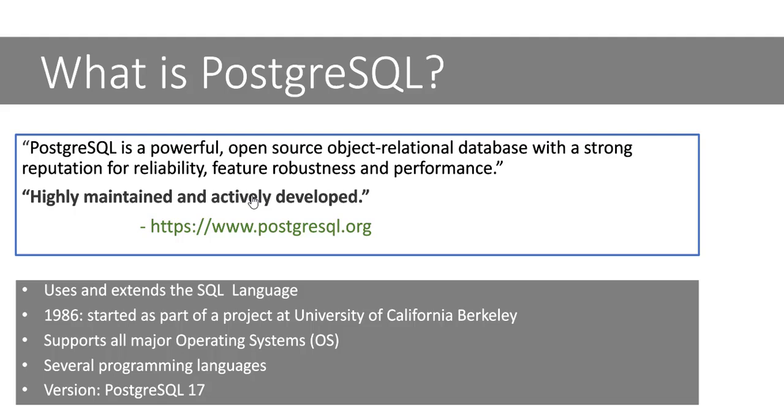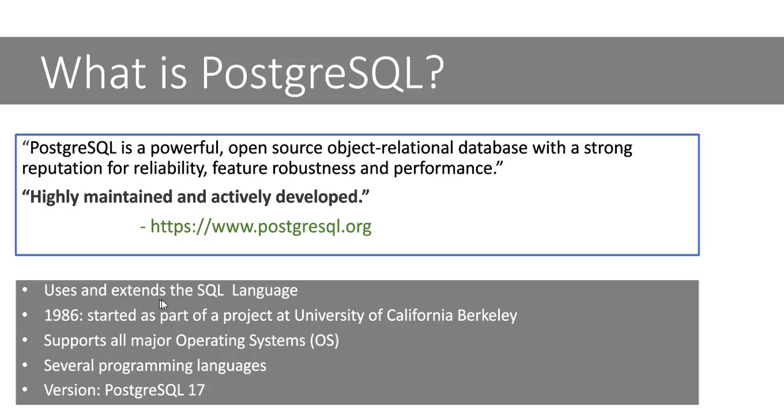But before we do that, let's quickly take a look at what PostgreSQL is. PostgreSQL is the world's most advanced open source relational database tool. PostgreSQL is a powerful open source object relational database tool with a strong reputation for reliability, feature robustness, and performance. It is highly maintained and very actively developed. This message is from their official website, www.postgresql.org.